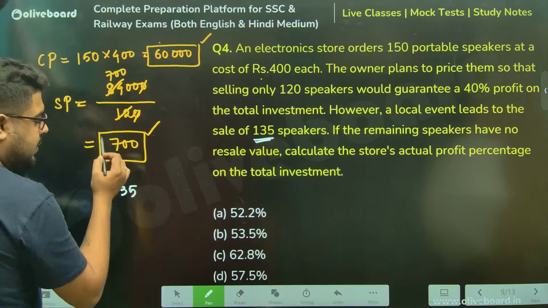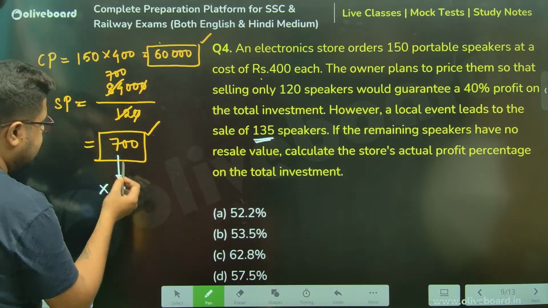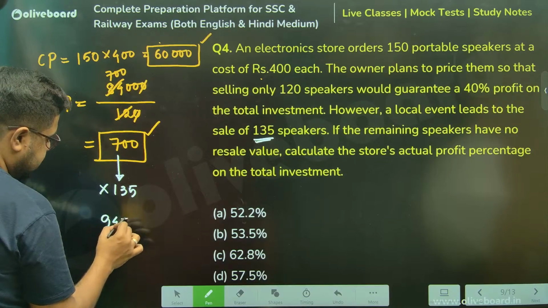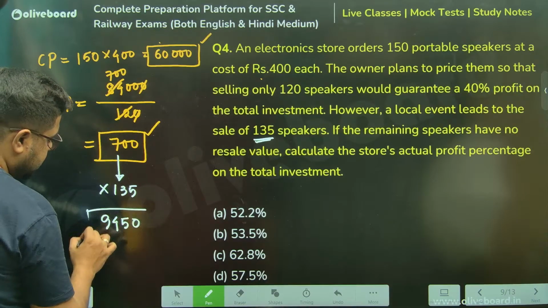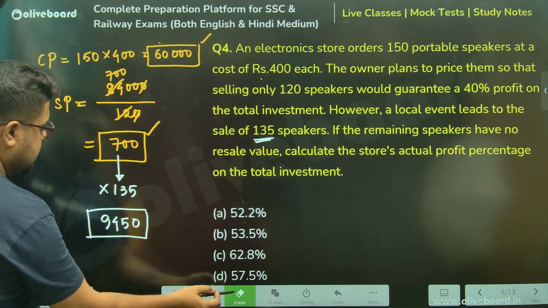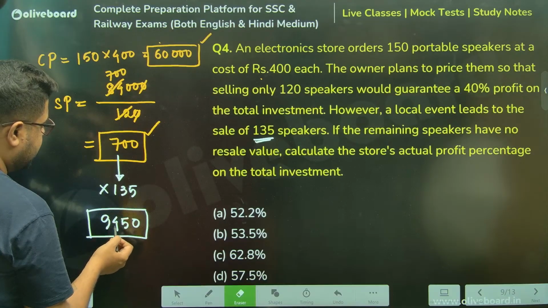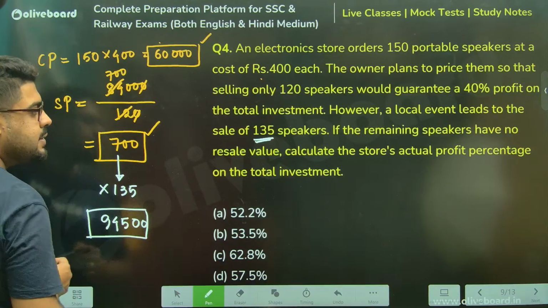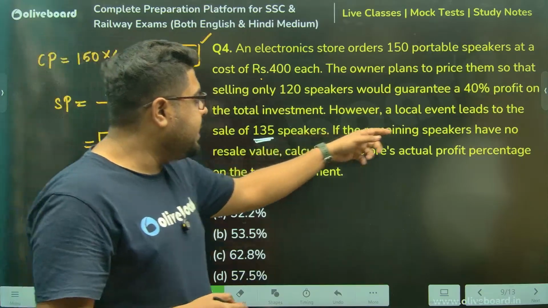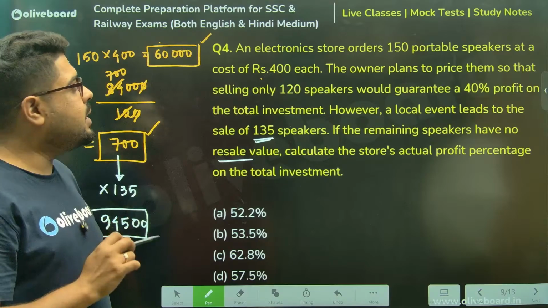So what profit have I made, sir, or this shopkeeper? So 13 7s are 910, and 7 5s are 35, 945, sir, and a zero. Wait a second, I have done something. 135 times 7 is 945, double zero, yeah, that's it. So this is 94,500, and they are saying the remaining speakers have no resale value, meaning the remaining 15 speakers I cannot sell.